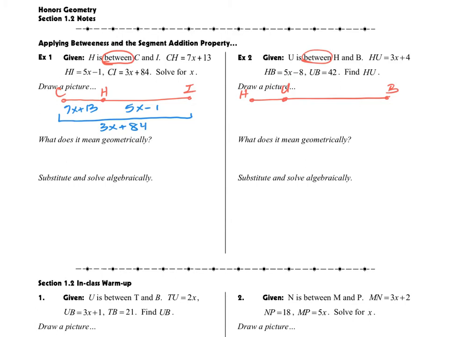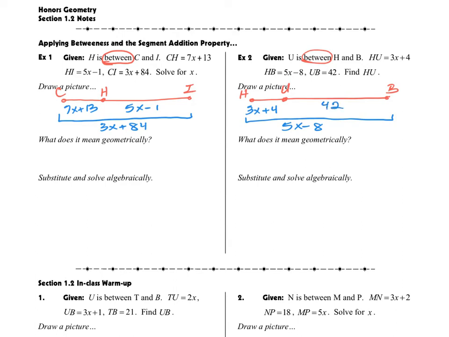On our second example, we're just going to read through our parts. HU says it's 3x plus 4. HB, notice it went in a different order this time. This time it gave me the whole segment next, so it's going to be 5x minus 8, and it tells me that UB is 42.